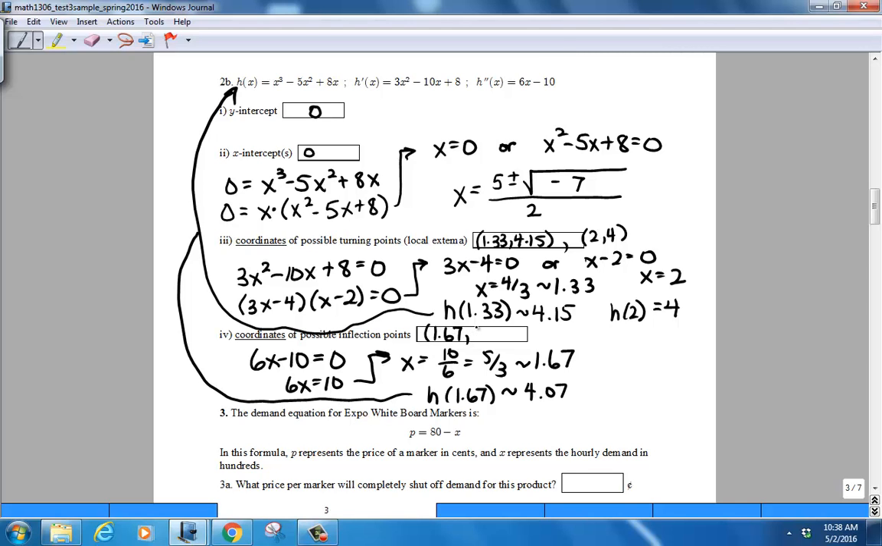So there is our possible inflection point where the concavity would change, right? Where it would change from concave up to concave down or vice versa, right there at 1.67 and 4.07.